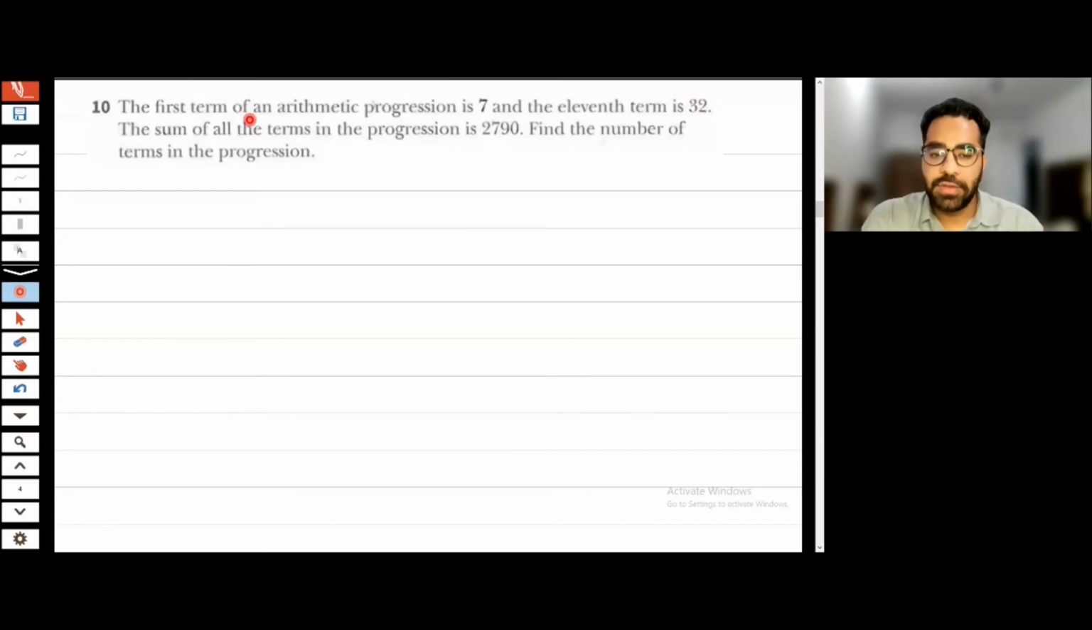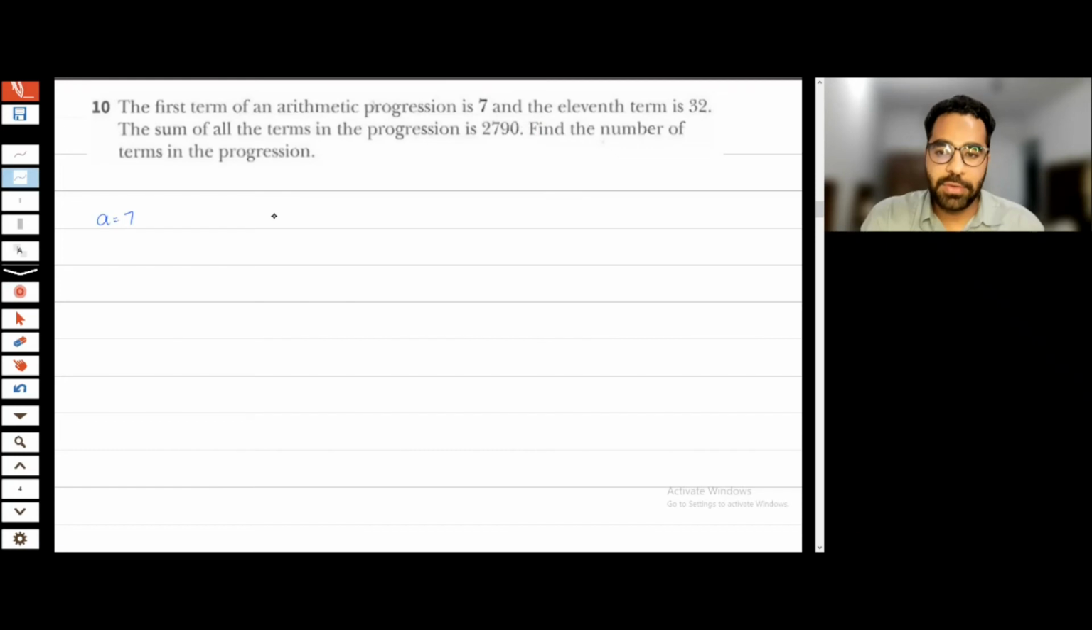Okay, this is the last part of this video. And thus we're going to discuss that we can make use of the sum of all terms to find out the number of terms in an arithmetic series. Okay, how are we going to do that? Let's solve this question and understand. Okay, so over here, the first term of an arithmetic series is 7. The value of a is 7.